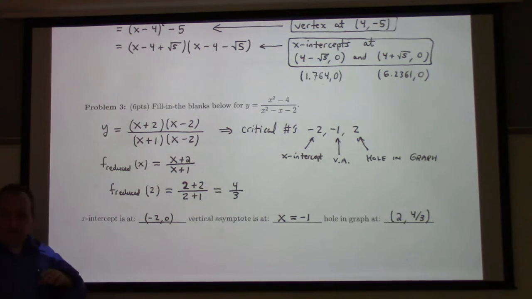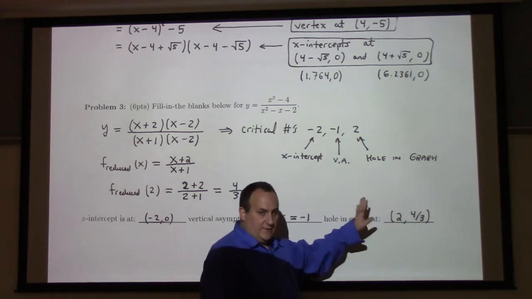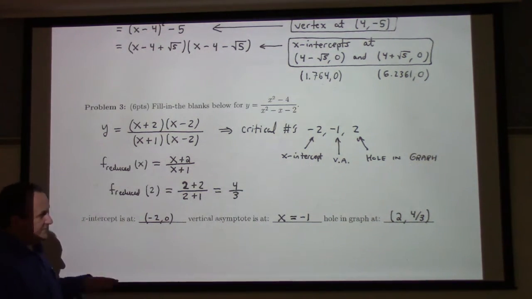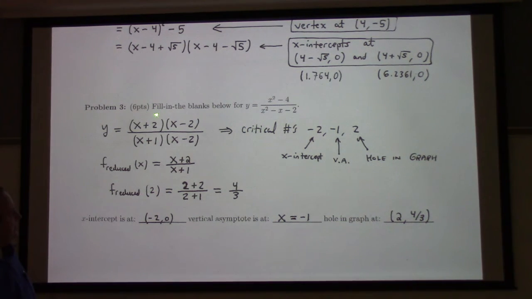Now, I did give full credit to people who just wrote -2, -1, and 2 here. But to be fussy, I really should have taken some points off, because I asked you to find... well, actually, no, I can't take points off here for that, because why? What's the difference between my wording for problem 3 and my wording for problem 2? You notice what I forgot to write here? I should have said, fill in the blanks below by putting the coordinate or equation as appropriate for these, if I wanted to be fussy about it. Because this is the coordinates, this is the equation, and this is the coordinates again, right?